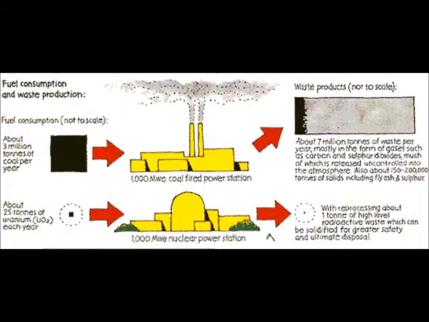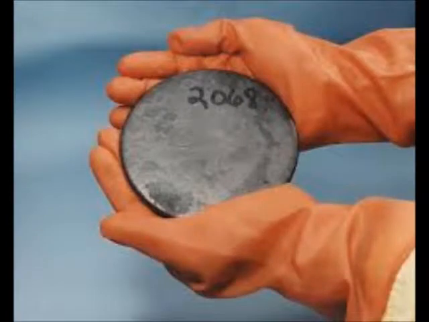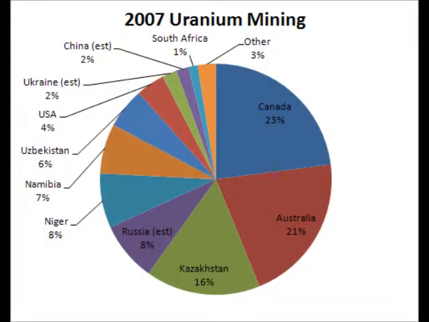A 1 million kilowatt coal-fired power station consumes about 3.2 million tons of black coal each year, and its nuclear counterpart will consume about 24 tons of uranium. In 2011, some 52% of world production came from just 10 mines in 6 countries, these 6 providing 85% of the world's mined uranium.